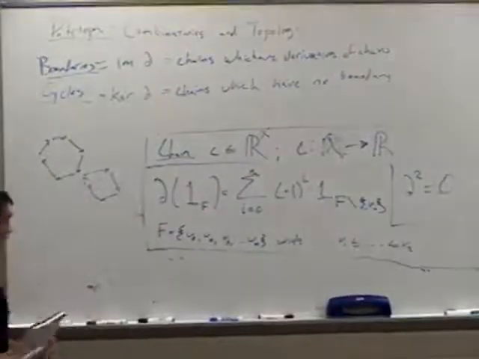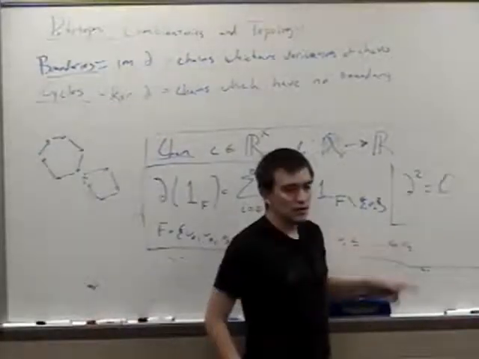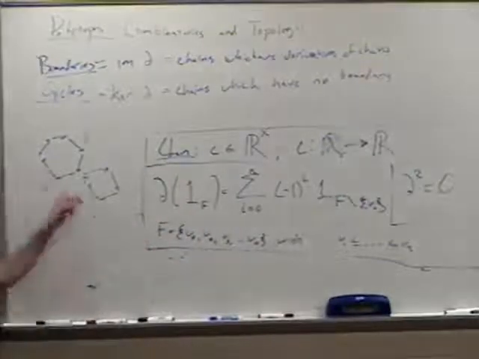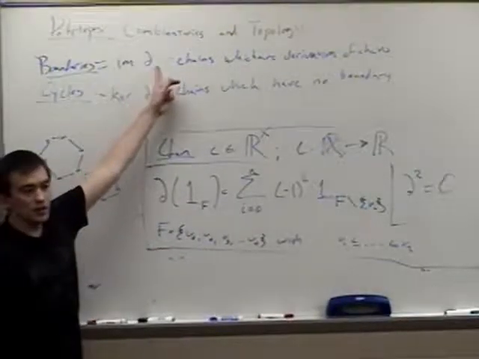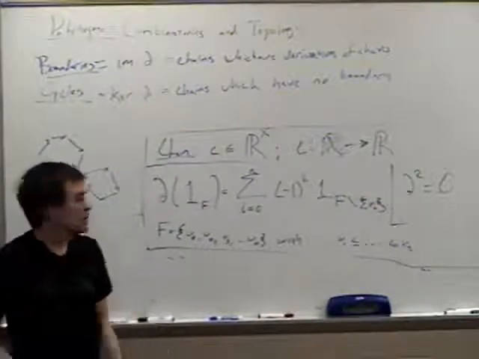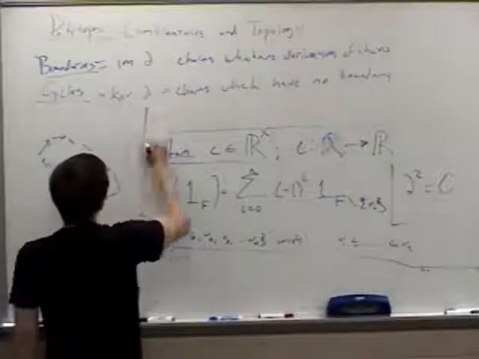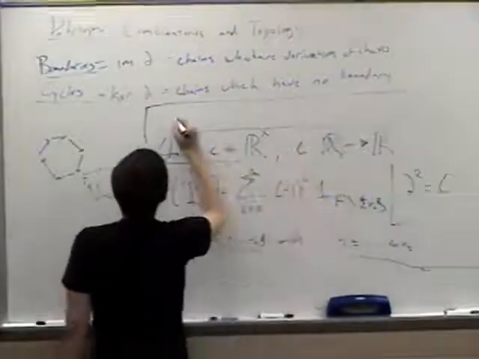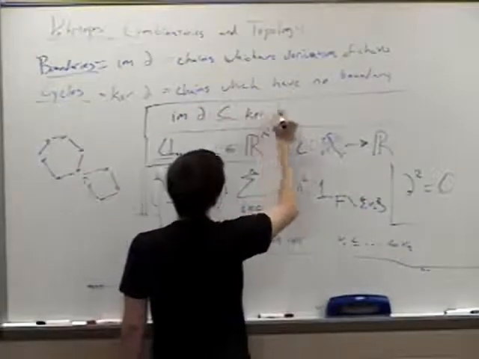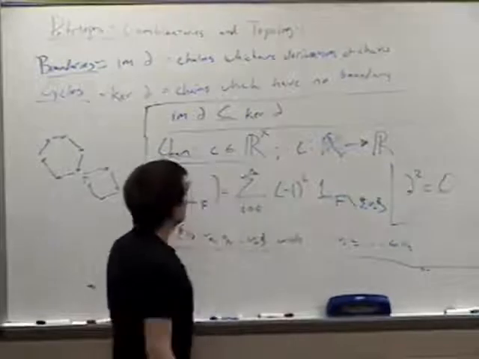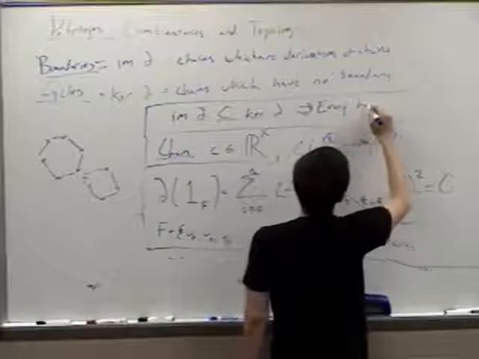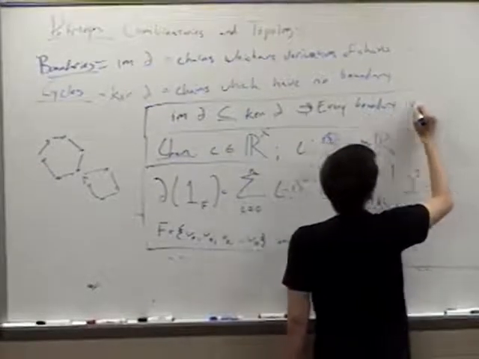OK, and because of this result here, we know that the differential of a differential is 0. If we have something that's in the image of delta, then we automatically know that it's also in the kernel of delta here. So the conclusion of this is that the image of this map is contained in the kernel of this map. Or, in other words, every boundary is a cycle.